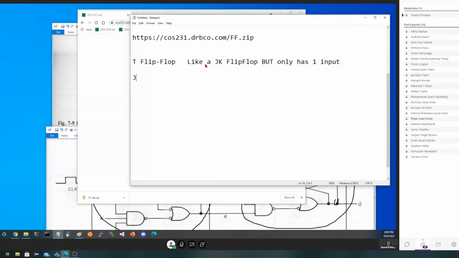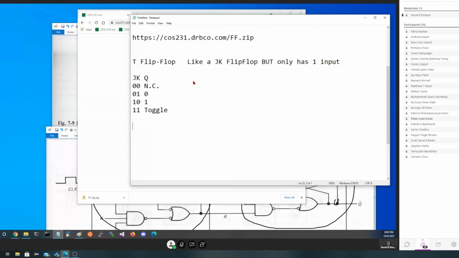but only has one input. So remember, a JK flip-flop has a table that looks like 0, 0, 0, 1, 1, 0, and 1, 1. And it's set Q, no change. Q is a 0, Q is a 1, and this is toggle.